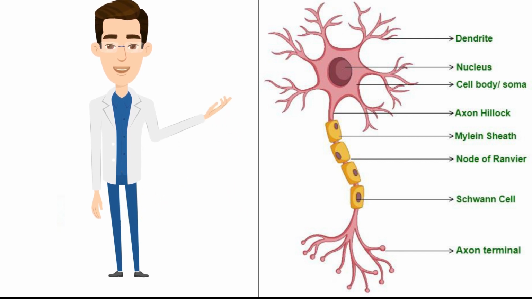Axon terminals: the very tips of the axon form small branches. These terminals contain neurotransmitters, the chemicals that allow the neuron to communicate with other neurons.